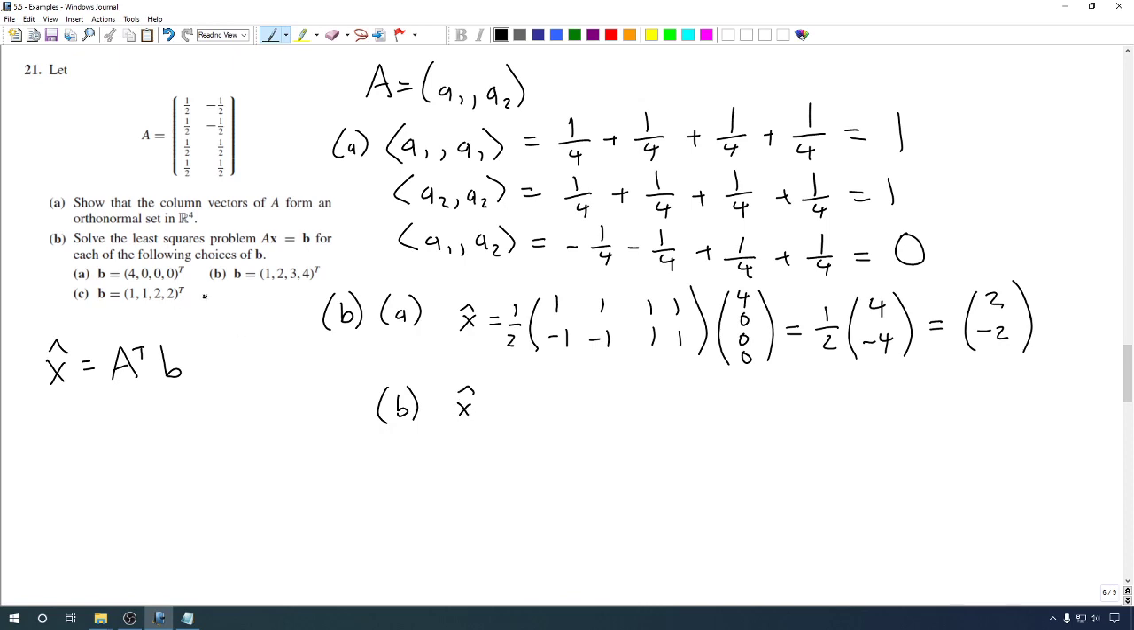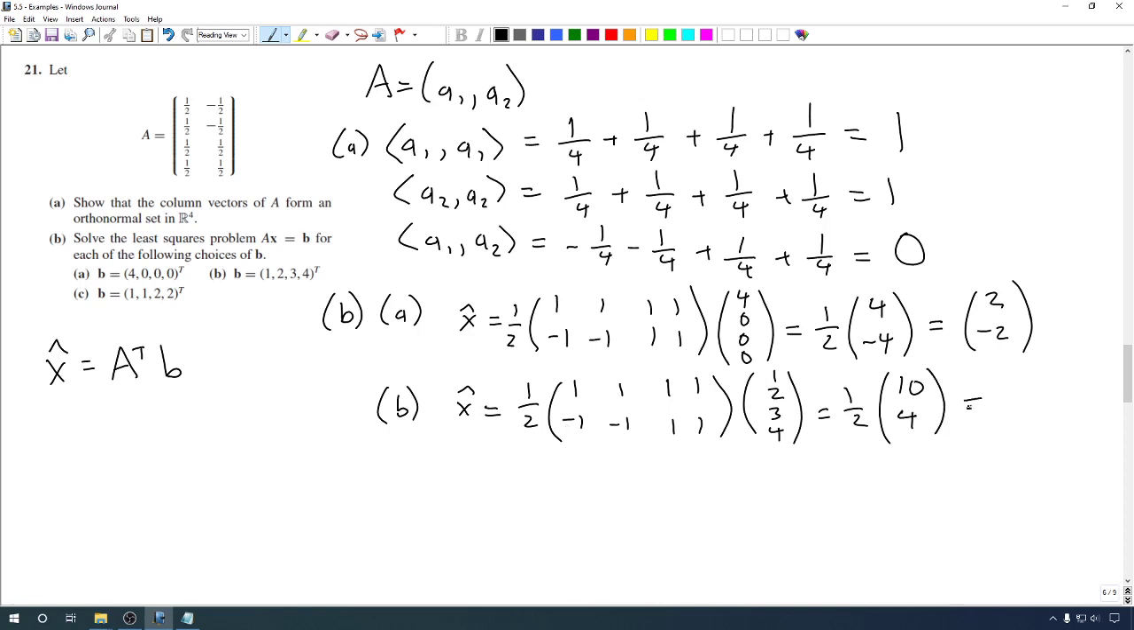Doing part B. Here we have a different vector B. It's 1, 2, 3, 4 instead of 4, 0, 0, 0. But the process is exactly the same. In fact, A transpose is exactly the same. We're just multiplying by a different column. This time, we basically just add up the numbers from 1 to 4, and we get 10. Then we're adding 2 and we're adding 3 and 4, but we're subtracting 1 and 2 from those. We're going to get 4. And so ultimately we get 5, 2.